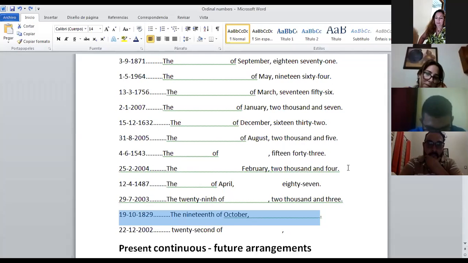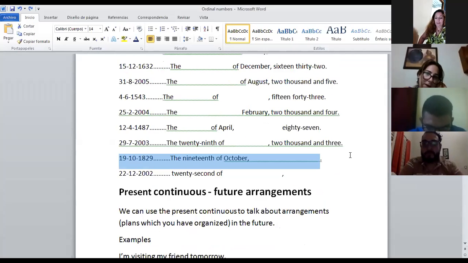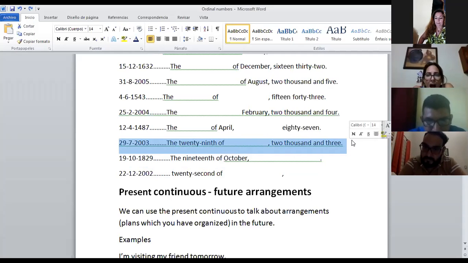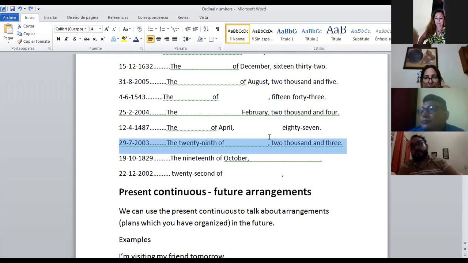25th of February 2004. Okay, the 12th of April 1487. Okay. Now the 19th of October 1829. Okay, I think I missed this one. The 29th of July 2003. Okay, and the 22nd of December of 2002.